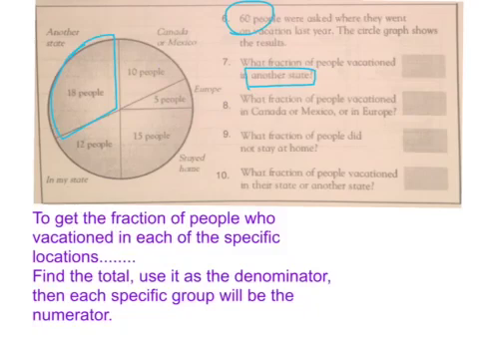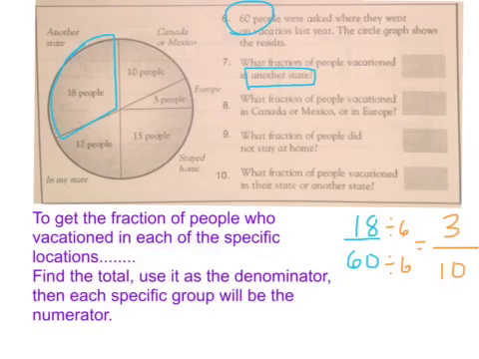If I know 60 people were there in all, and 18 of them vacationed in another state, then basically my fraction is 18 out of 60. But you should always represent your fractions in simplest form, so we need to reduce this. 18 and 60 have several factors that they share in common, but the biggest one is 6. So if you divide them both by the greatest common factor, you will automatically get the most reduced fraction possible. So 18 divided by 6 is 3, and 60 divided by 6 is 10. So I would want to put on question 7 that 3/10 of the people vacationed in another state.